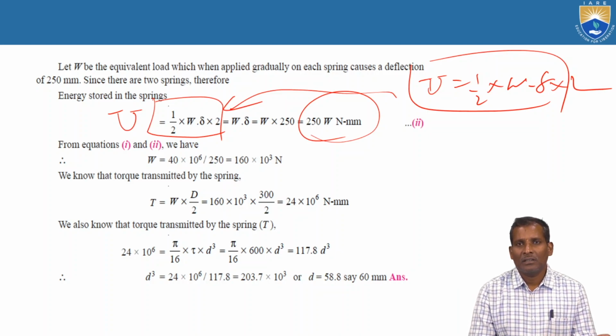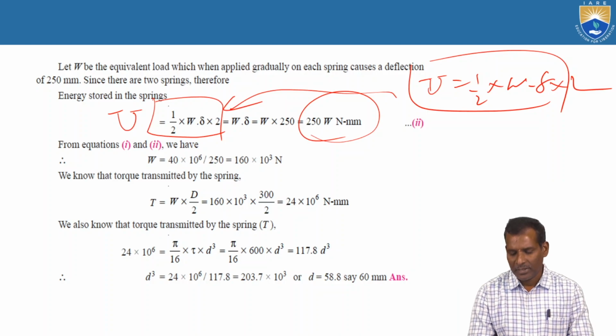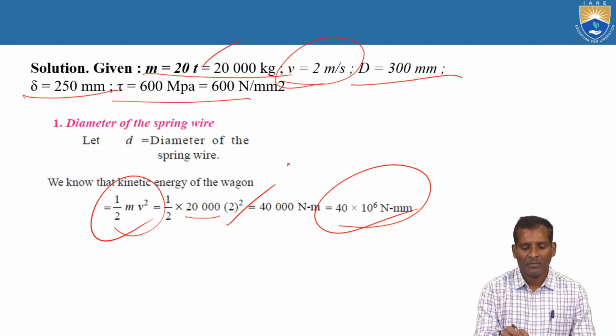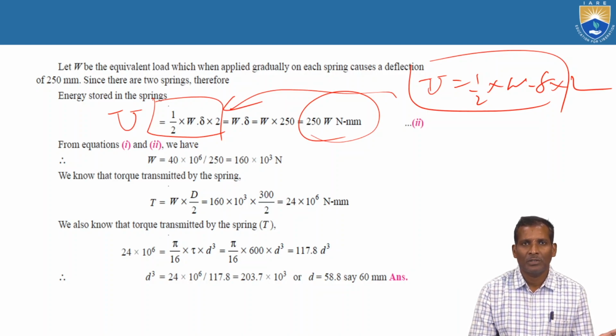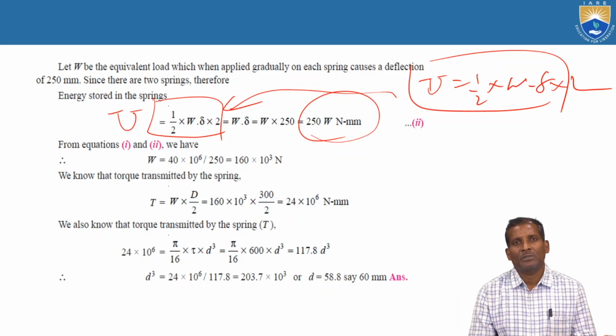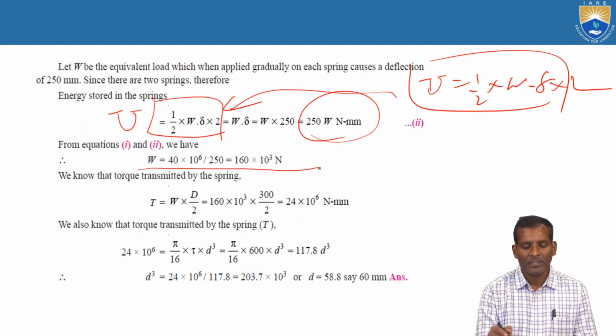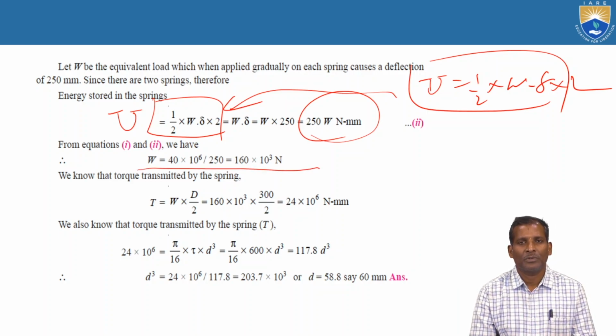So the energy stored in the spring is equal to the kinetic energy of the rail wagon, whatever you calculated in the previous step. So how much energy is stored in the spring is equal to the kinetic energy of the rail wagon. So you will get W as 160 into 10 to the power of 3 newtons.